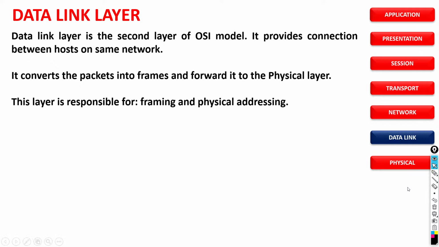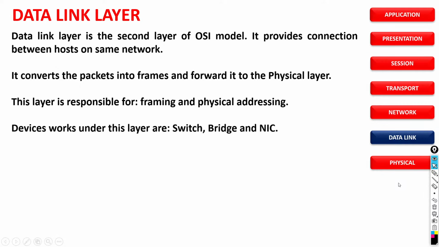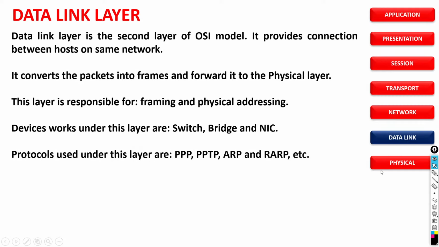Next, the devices that work under the data link layer are switch, bridge and NIC. NIC means network interface card. The protocols that work under this layer are PPP, point to point protocol, ARP, Address Resolution Protocol, and RARP. I hope you got the point. Gautam Kinju, you asked the doubt, right? Point to point protocol. Next, the datagram at the data link layer is called frames.